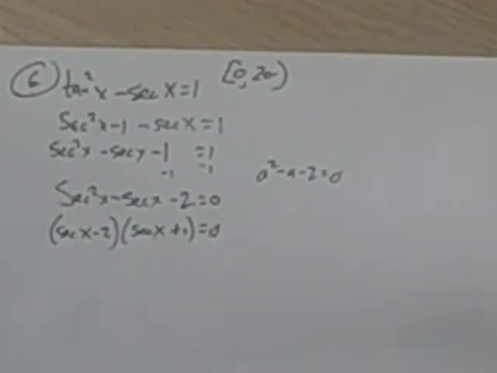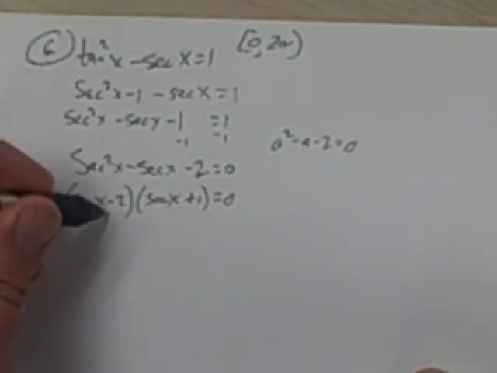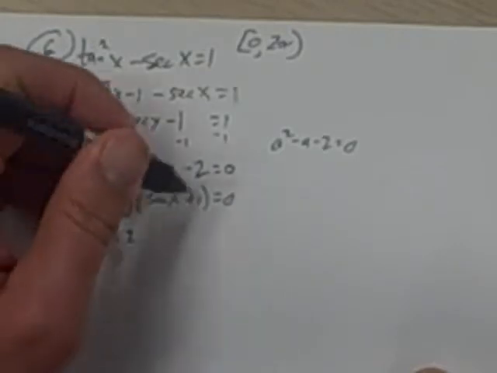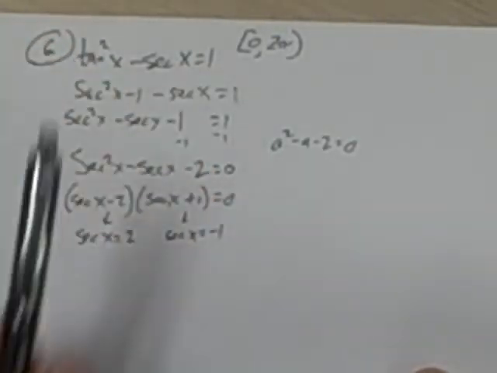So now we have two things multiplied together that give us 0. So that means they each have an opportunity to be equal to 0. If this is equal to 0, I know that secant x could equal 2. If this is equal to 0, I know that secant x could equal negative 1.